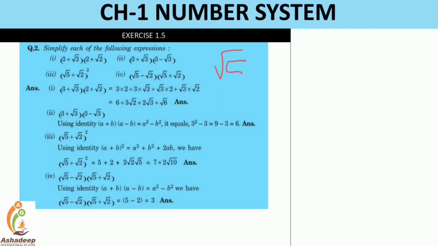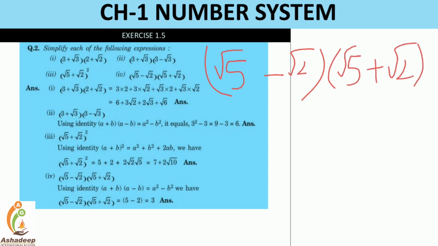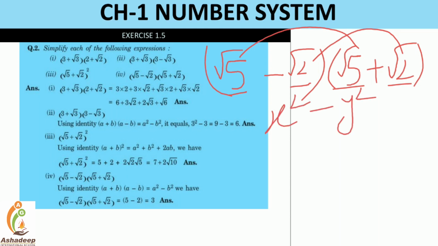Square root of 5 minus square root of 2, and square root of 5 plus square root of 2. This is x and this is y. So it is x minus y, x plus y, which is nothing but x square minus y square. But instead of x, we have root 5, and instead of y, we have root 2.